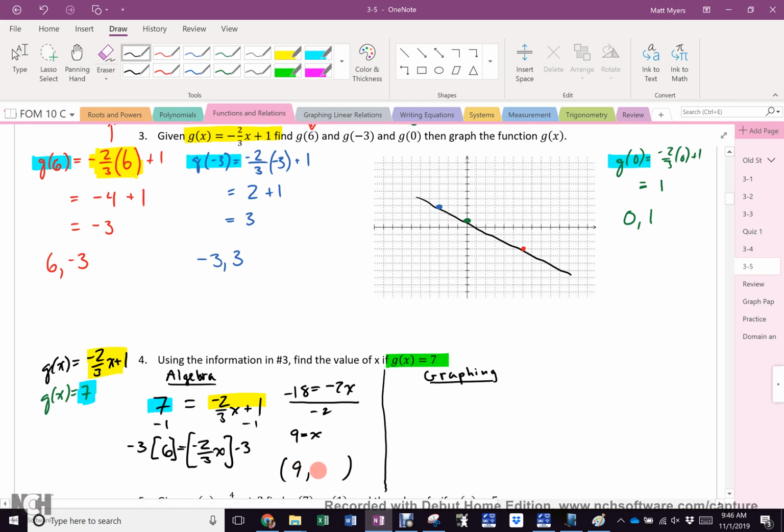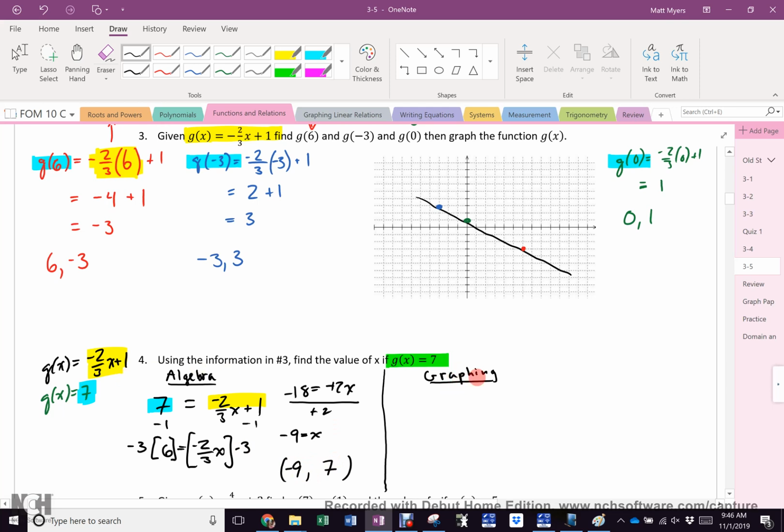9, 7. Except, wait a minute, I screwed up right here. Should that negative be there? No, because we multiplied by negative 2. So that should be positive 2. So I should divide by positive 2. So that should be negative 9. Everybody cool? Except for that little mistake. Everyone's cool? So now we know that this x, y will also work up here, won't it? Right? Okay, that was algebra.